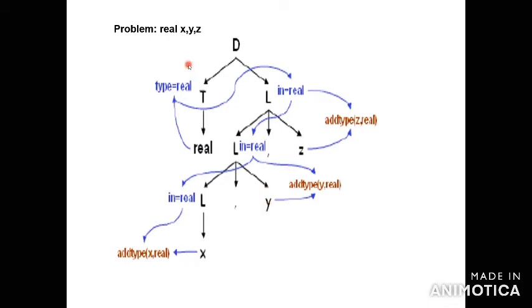So this is the inherited attributes. Inherited attribute means it is the parent or sibling of that node. But a synthesized attribute is the children of the node. So these are the differentiations between inherited attributes and synthesized attributes.